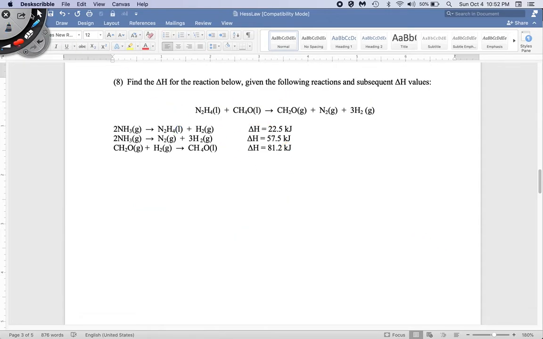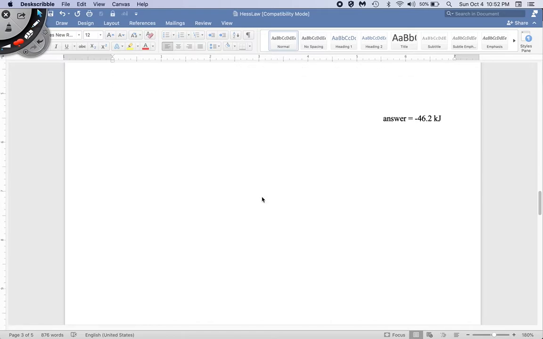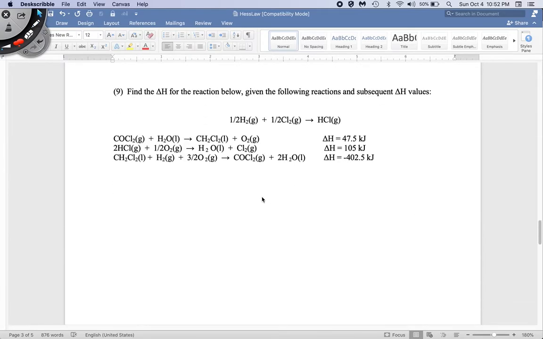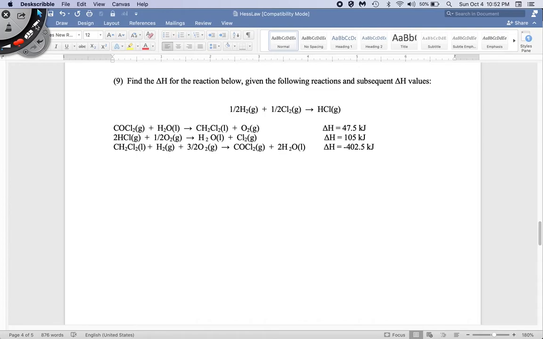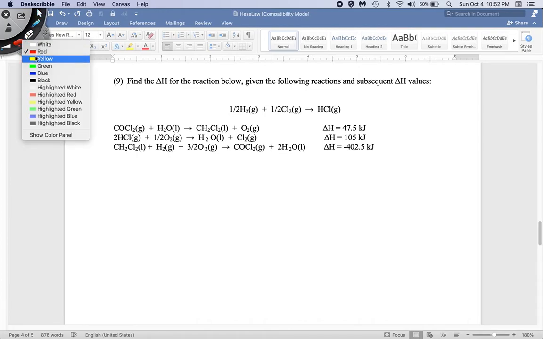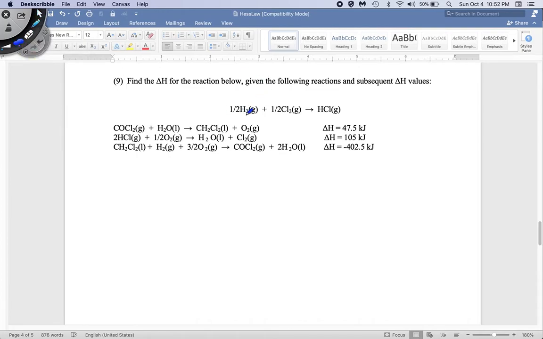Okay, let's do one more problem here. So here is my reaction. 1 half H2 plus 1 half Cl2 gives me HCl. And your first thought should be, what is going on here, Sturman? A half of an H2? That's illegal. My chemistry teacher last year told me I'm not allowed to use fractions.